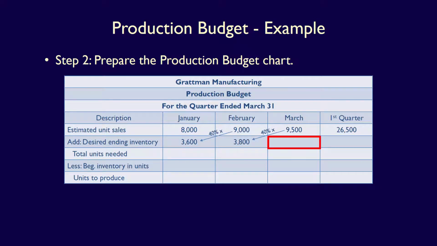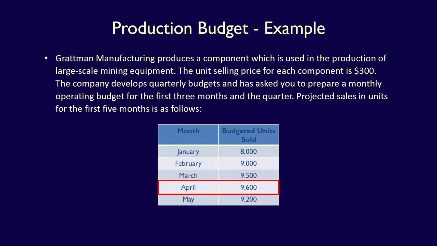But what about March? We can't take 40% of the first quarter's sales volume because the first quarter's sales volume is all the units for all 3 months. Instead, we need to consider the information from the original question. Management at Gratman provided the estimate, also called budgeted, units sold for April. It's this estimated unit sales for April, 9,600 units, that we need in order to determine the desired ending inventory for March.